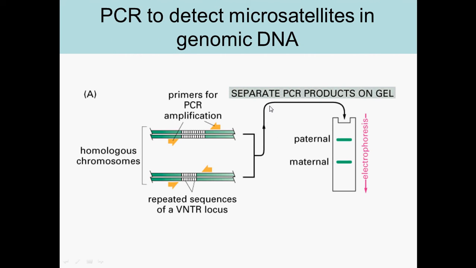And then microsatellites could be different in the homologous chromosomes. So you have a primer, and the VNTR, the variable number tandem repeat, just means the microsatellite. It's another name for microsatellites. You have the primers, and then you extend it, and then you check it on a gel to make sure you got the right one. And that's how you check for microsatellites. Not sure what else you need to know about that.